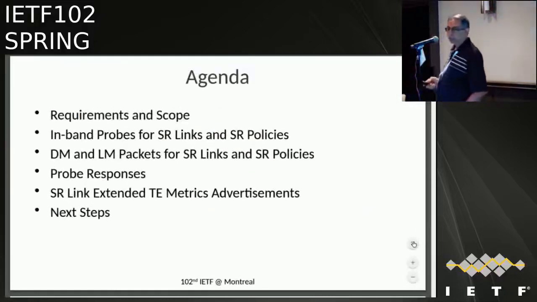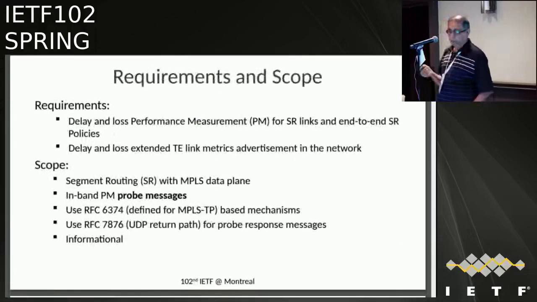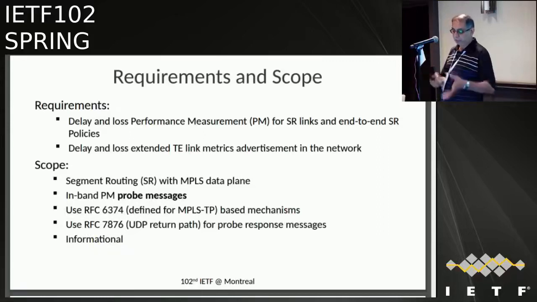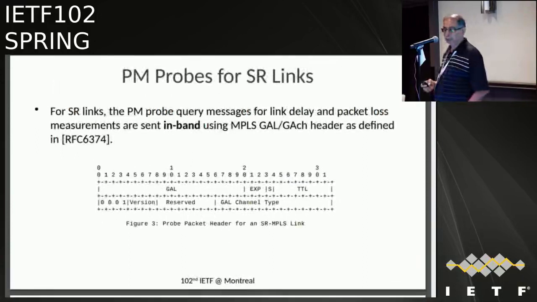The presentation covers the requirements and scope, the probes for links and SR policies for the delay and loss measurement, and the responses and advertising the TE link metrics. RFC 6374 is defined for MPLS TP using GAL and G-ACh, and we are using the mechanisms that already exist for segment routing for the links and policies, as well as RFC 7876 for the return path. The scope is informational in nature, so it doesn't define new procedures. This is a GAL G-ACh header for the SR links.